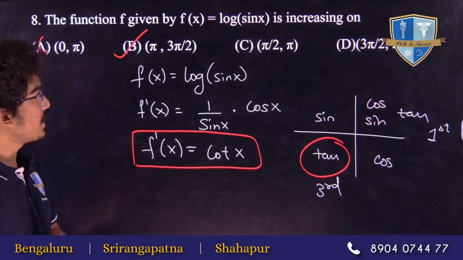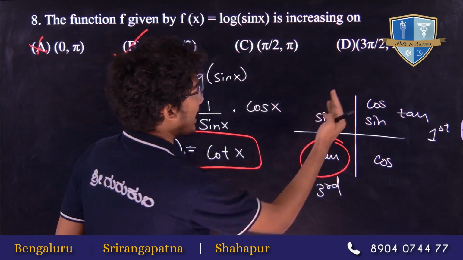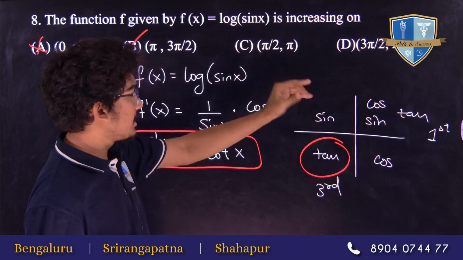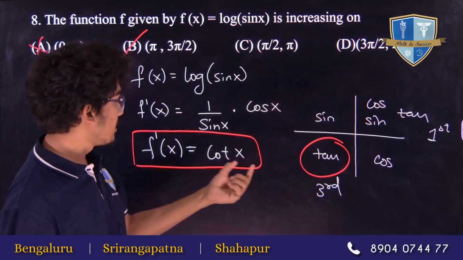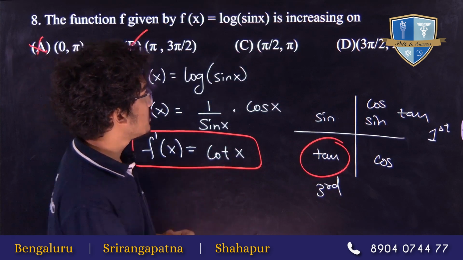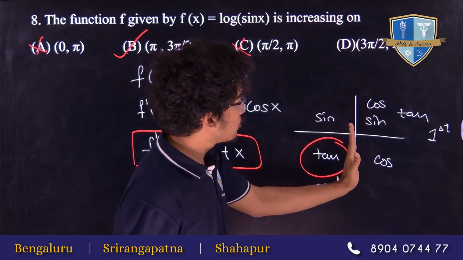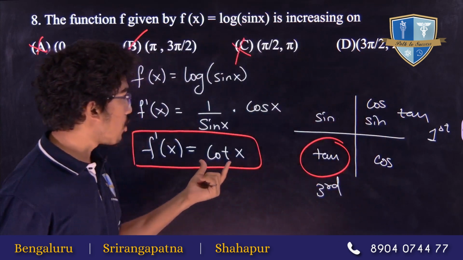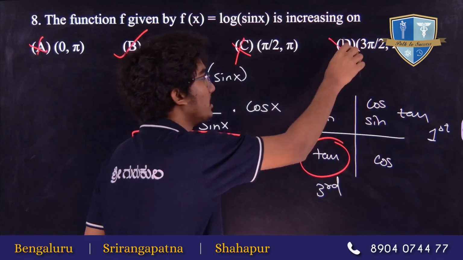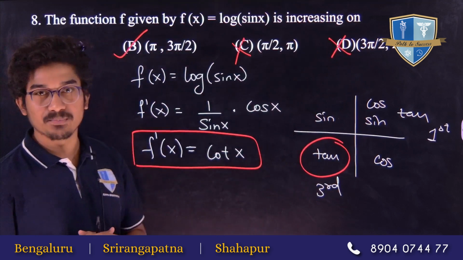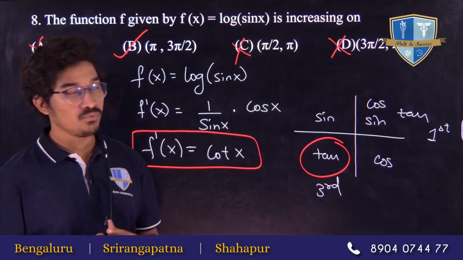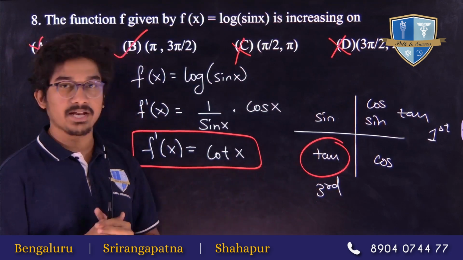Let's check other options as well. Option C is telling pi by 2 to pi, but in this interval cot will be negative, correct? So this will not be positive. So this is also an incorrect option. Now option D, 3 pi by 2 to 2 pi means fourth quadrant where cot will be negative. So this is also not a correct option. So the only correct option is option B, pi to 3 pi by 2, which is third quadrant where cot and tan will be positive.